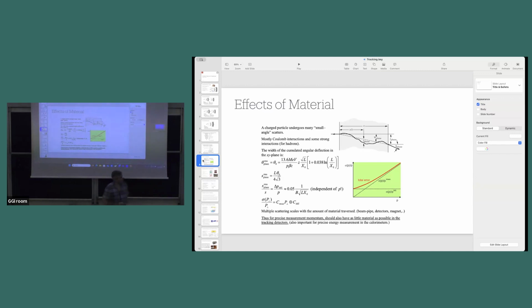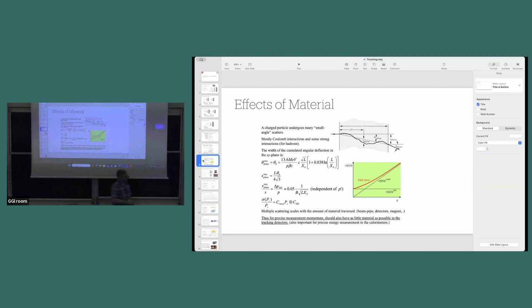Multiple scattering scales basically with the amount of material. So your ideal tracker would have somehow many infinitely thin measurements of the particle as it goes. It would also not have things like a beam pipe or a magnet in the way. So you try to make the beam pipe as small as you can. You usually put the magnetic field outside of the tracker because you want it to bend, for one, and also you don't want to have material there. And so for a precise measurement of momentum, you want to have as little material as possible.